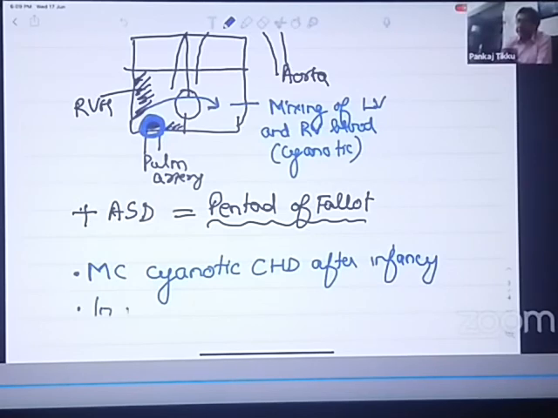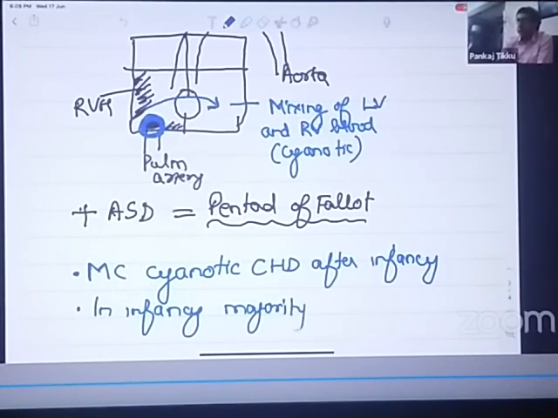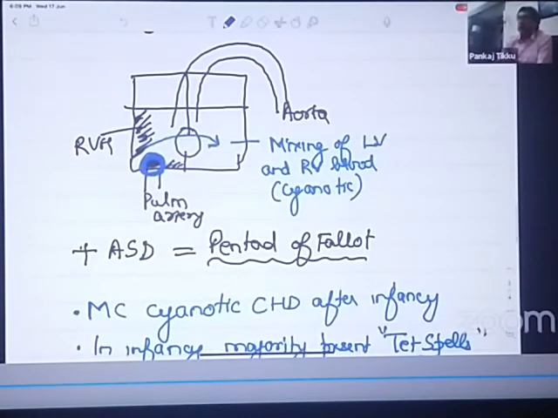In infancy, the majority of these children present with what is known as the TET spells. What is a TET spell? A TET spell is a spell of cyanosis because of the blood moving from the right ventricle into the left ventricle. So mixing of blood. Otherwise, when the right ventricle contracts, some of this blood can enter into the pulmonary artery.